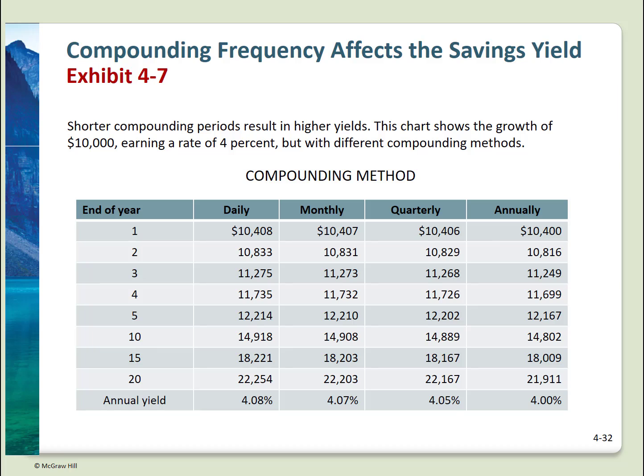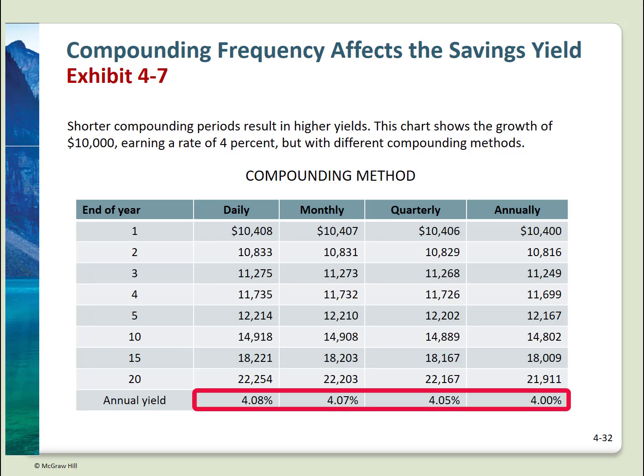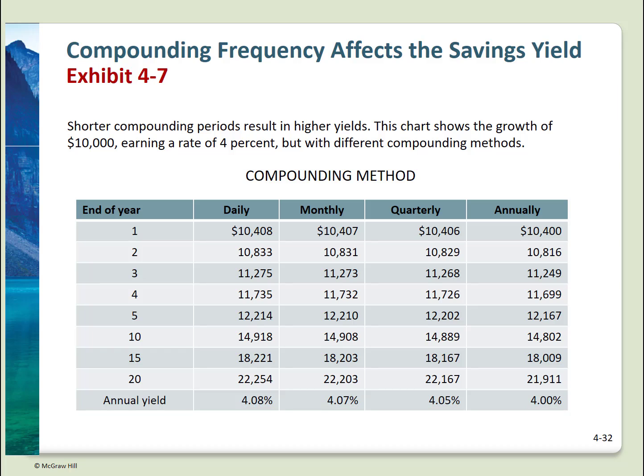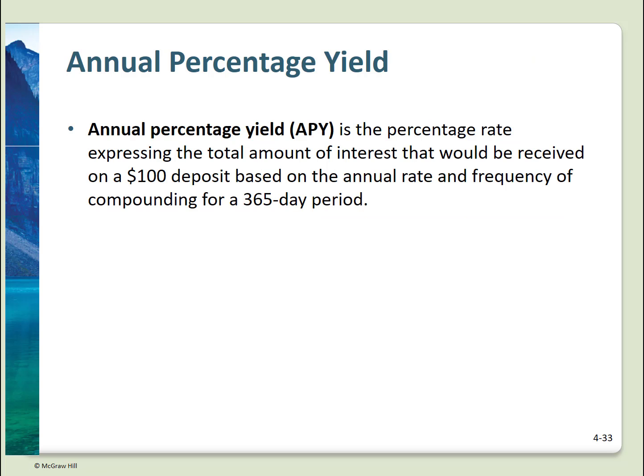As we looked at in reviewing time value of money, more frequent compounding increases the future value. Annual yield for 4% annual is 4.08% if compounded daily. As should be obvious, higher interest rate, higher future value. Longer time on deposit, higher future value. Annual percentage yield, APY, is defined as the total percent based on annual interest and frequency of compounding.